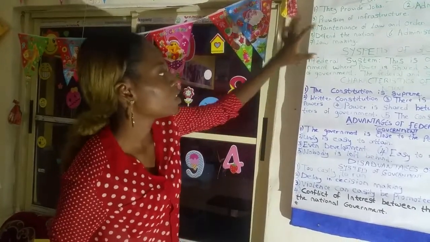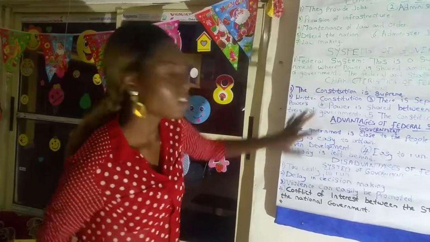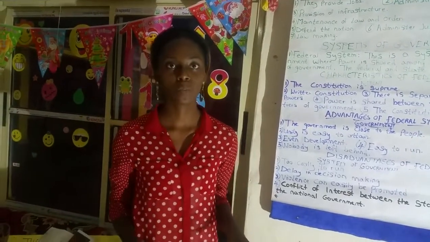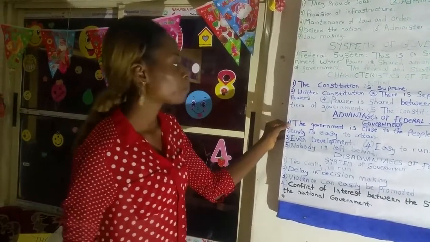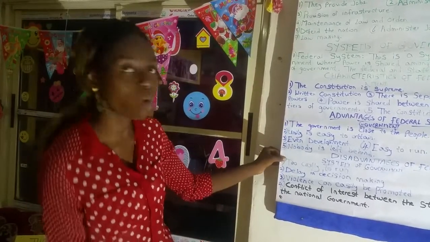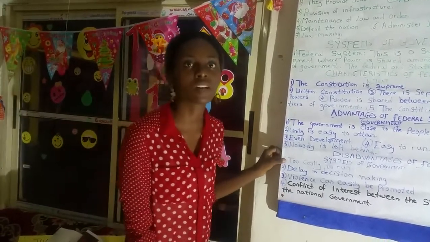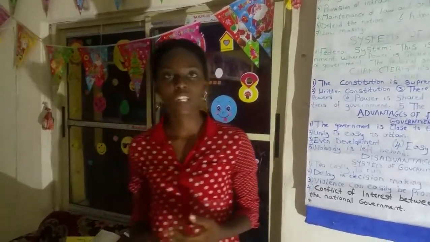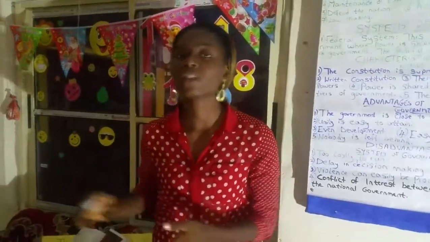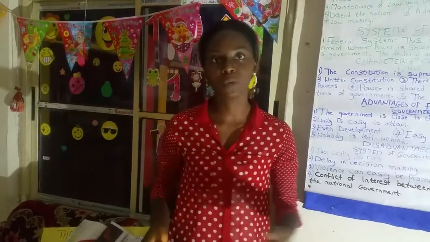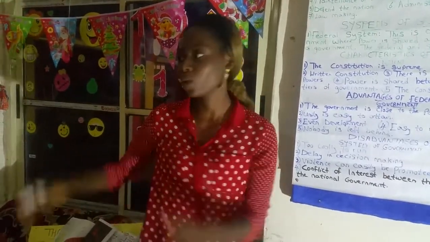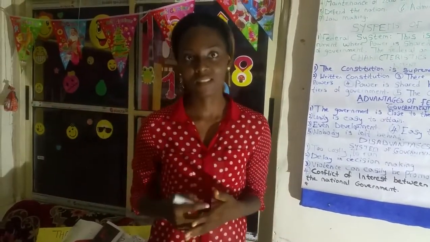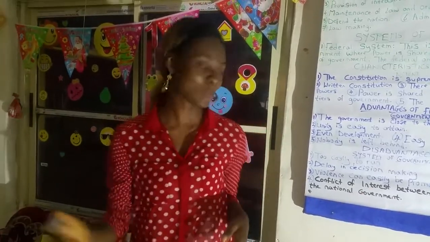In as much as this system of government has advantages, it also has disadvantages. And what are they? Number 1, it is too costly to run. It's very expensive. If you want to run a federal system of government, you need to have enough money because you want to share money for all the states. You can't say, okay, I want to give one and leave one. No. So you need enough money to share for the 36 states. That's expensive, so you need lots of money.